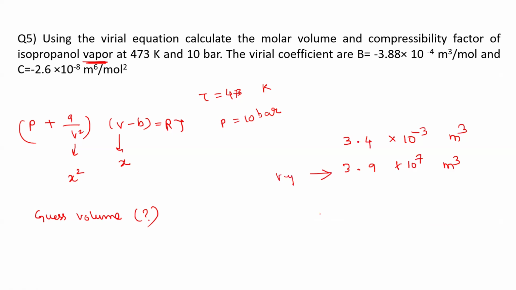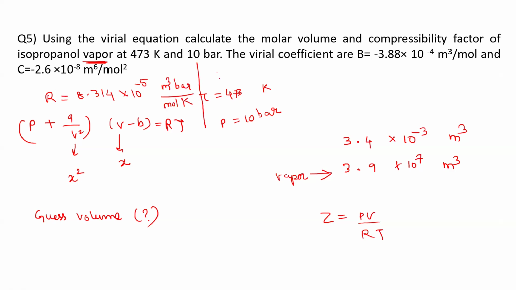And then finally, compressibility factor you can find that is equal to PV by RT. And R you can take in the respective units, whatever you have taken here. Okay. The R we have is 8.314 into 10 power minus 5 meter cube bar per mole Kelvin. This is given data. Okay, right?